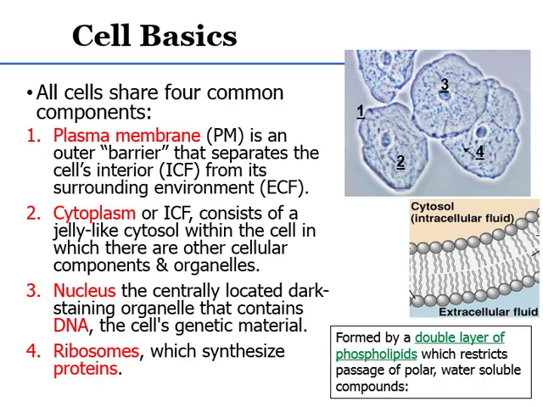Number 2, the cytoplasm. This is found in the ICF compartment only and consists of a jelly-like cytosol that suspends many of the cellular components and organelles. This area is often just labeled as ICF, which stands for intracellular fluid compartment. Number 3, the nucleus. A centrally located dark staining organelle that contains DNA, which is the cell's genetic material. The nucleus is the most prominent of all the organelles that we're going to learn about. This highly visible organelle can help us when we're trying to focus the microscope on a cell in the lab.